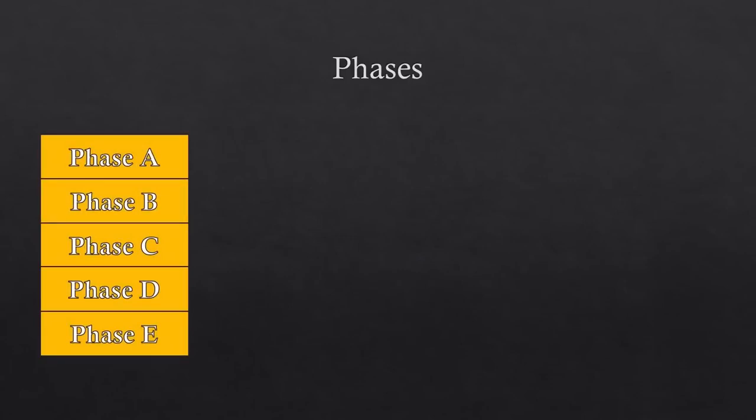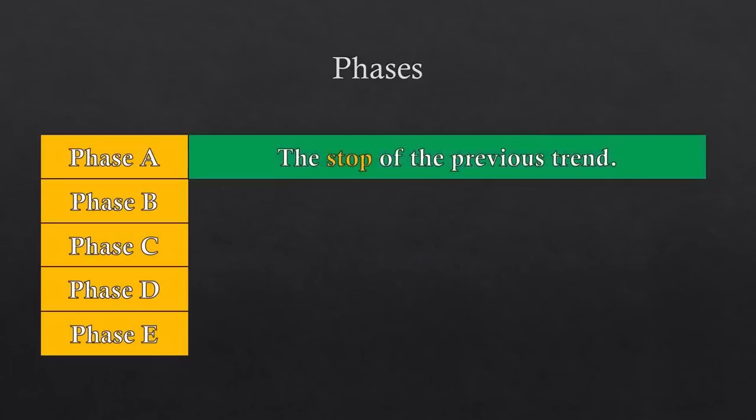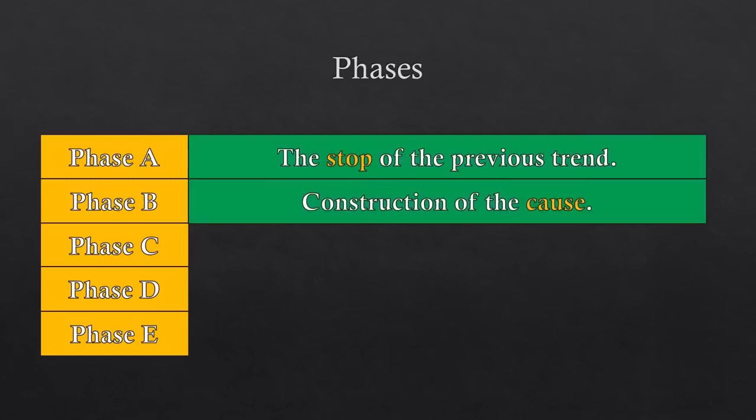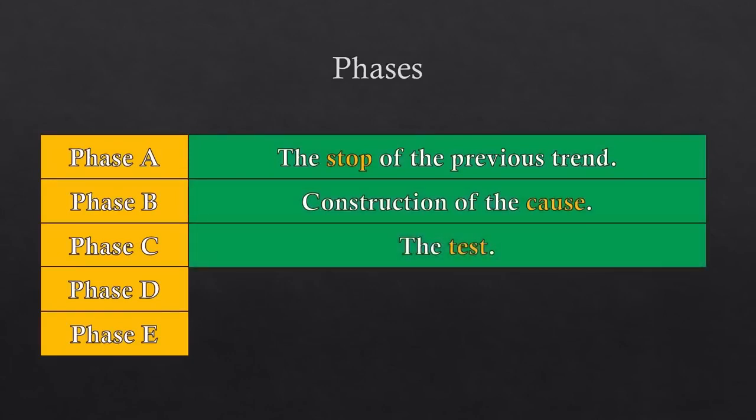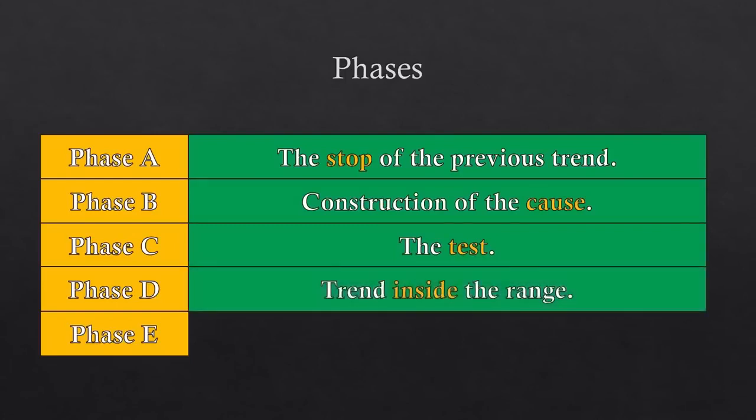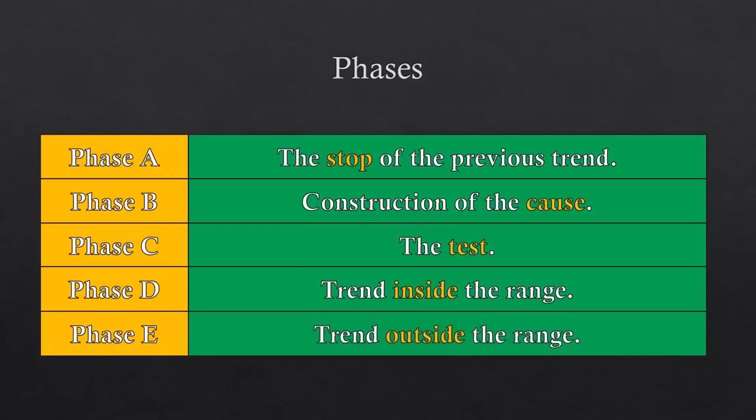Phase A represents the stop of the previous trend. Phase B represents the construction of the cause. Phase C represents the test. Phase D represents the trend inside the range, and phase E represents the trend outside the range, or the effect, so to speak.